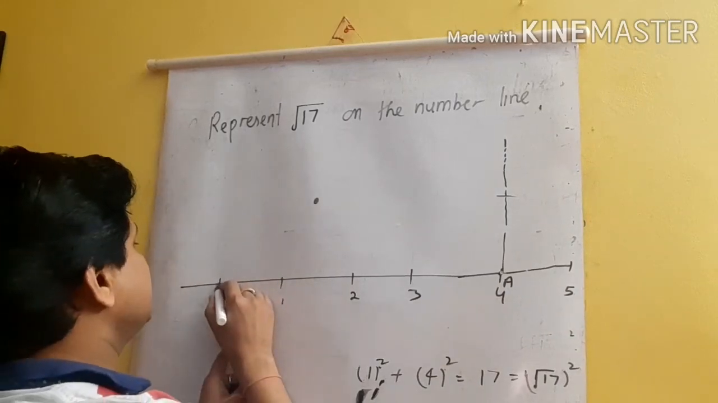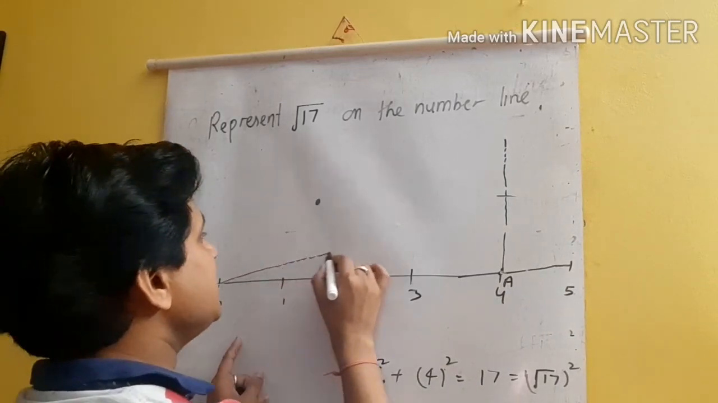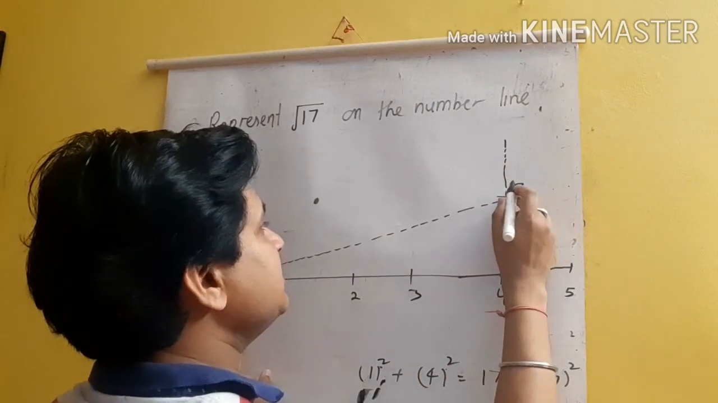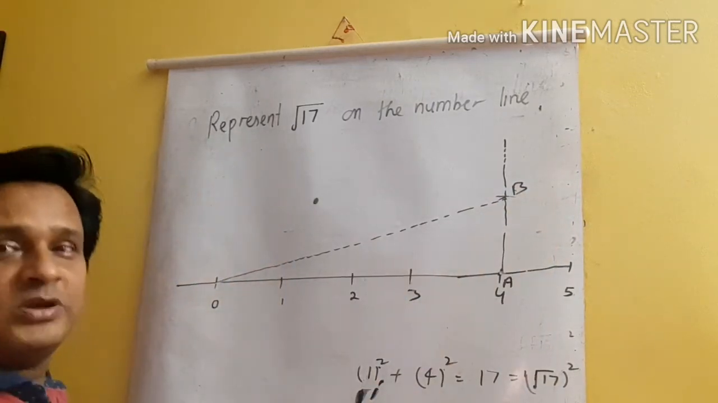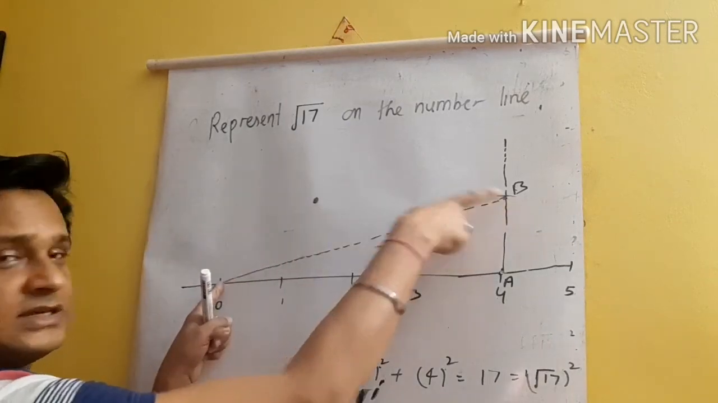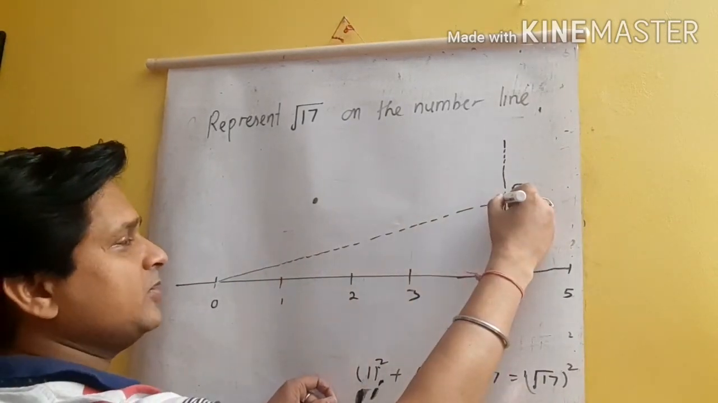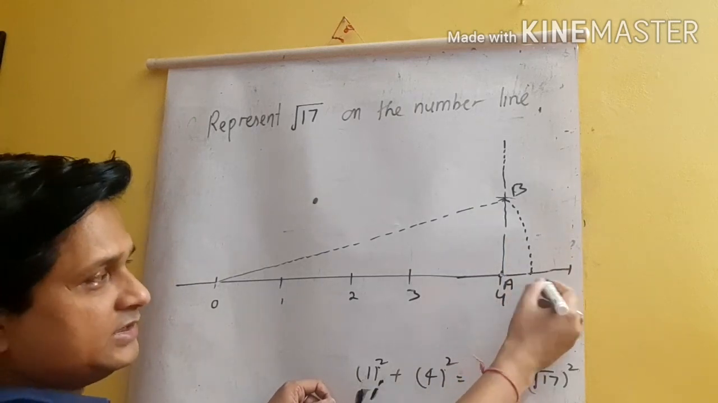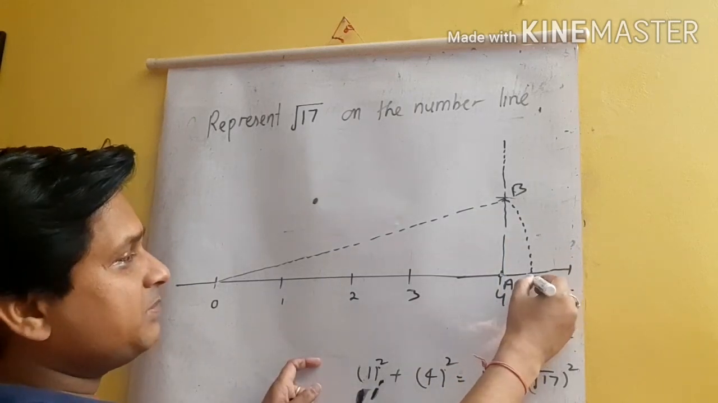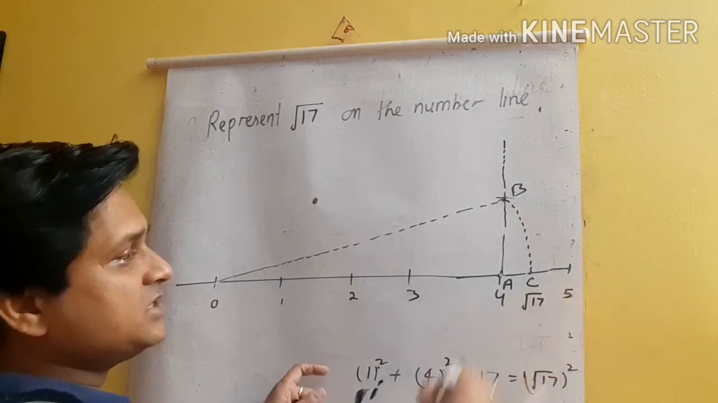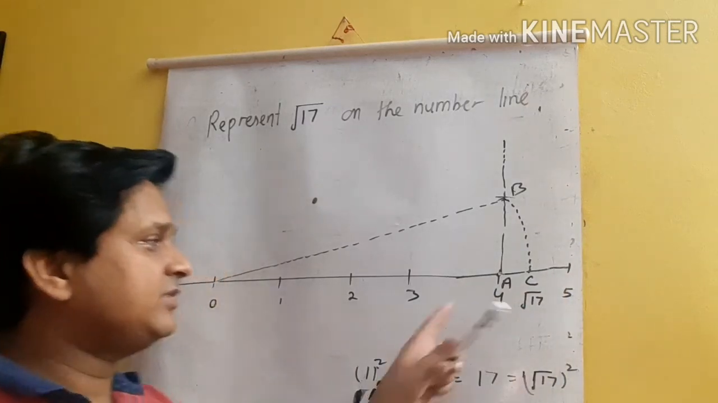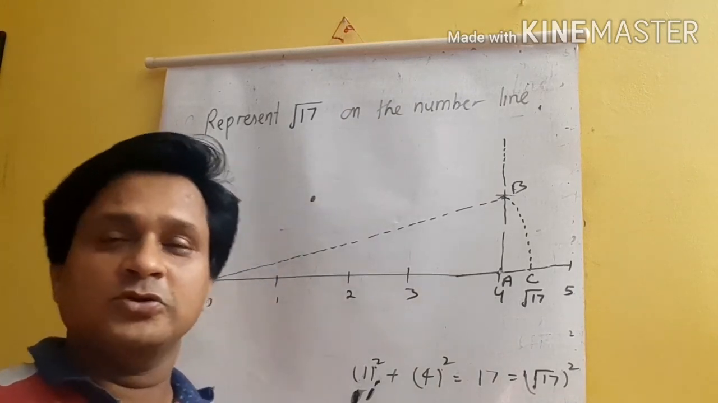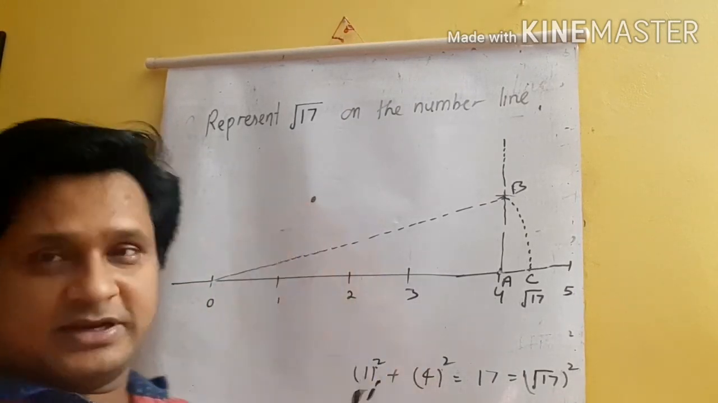You will measure this using your compass and cut an arc here, and you will join this initial point with this point, suppose B. Now you will take your compass, measure this length and drop an arc here, and where it cuts the number line, that will represent root 17. Root 17 means 4 point something. You can see after 4 it is. This is the way to represent root 2, root 5, root 10 and root 17.